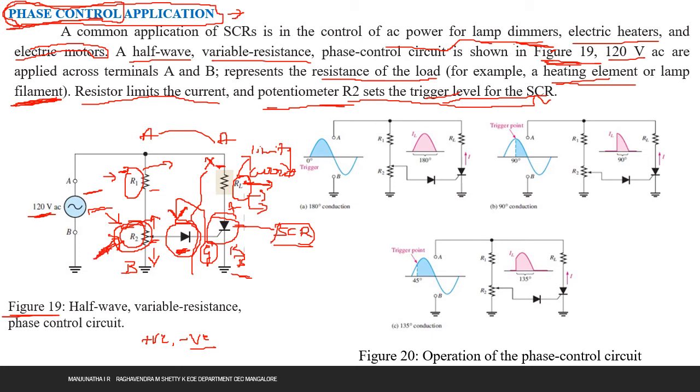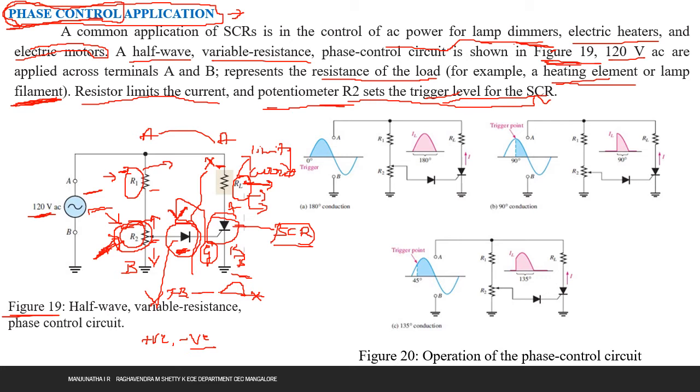Let's assume that this diode is in forward biased condition, so it is going to conduct only the positive half cycle, and it is not going to conduct for the negative cycle.